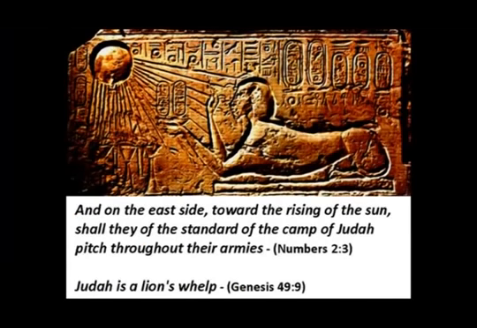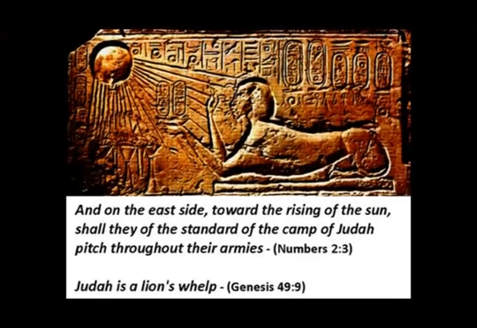From the book of Numbers, chapter 2, verse 3, we read, "And on the east side, towards the rising of the sun, shall they of the standard of the camp of Judah pitch throughout their armies." And in the strange garbled language of the Bible, we basically are hearing in that passage of the rising of the sun, and that the Judites are facing the sun. This, of course, again identifies, albeit cryptically, that the Judites are Atenists, turning to the horizon, turning to where Aten rises.